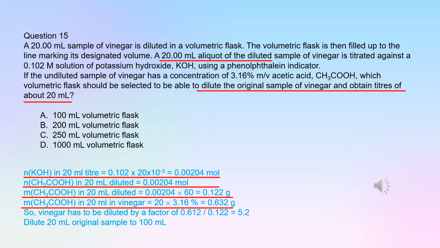The dilution factor is the ratio of 0.632 to 0.122, which is 5.2. The vinegar should be diluted about 5 times, and 20 milliliters should be diluted to 100 milliliters. Hence, A is correct.